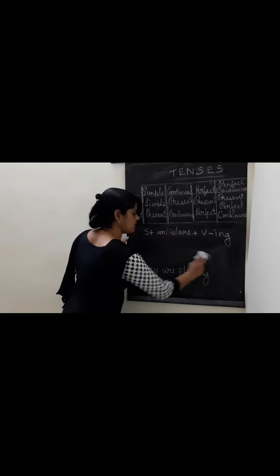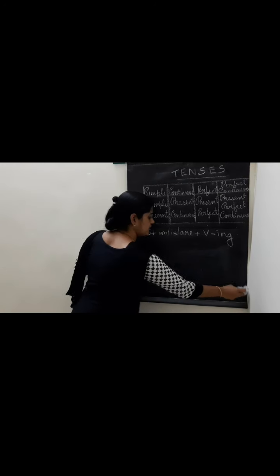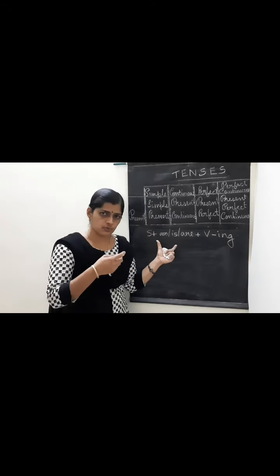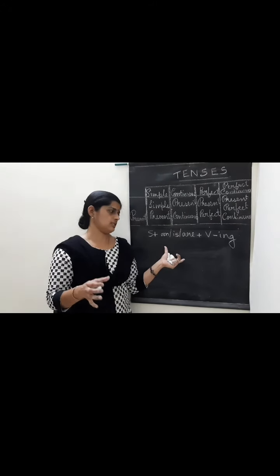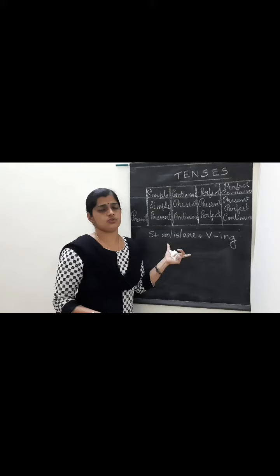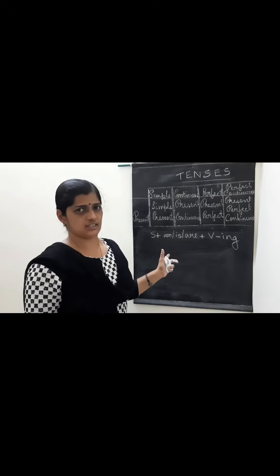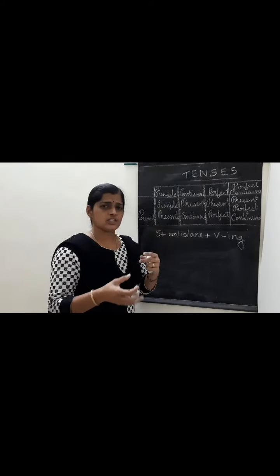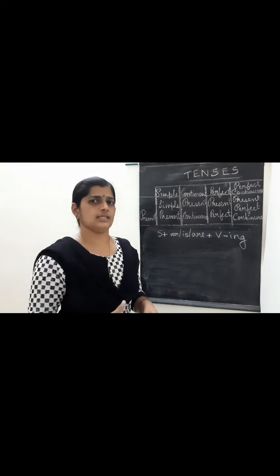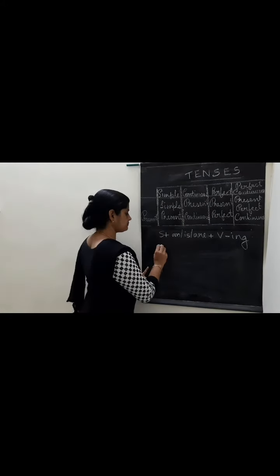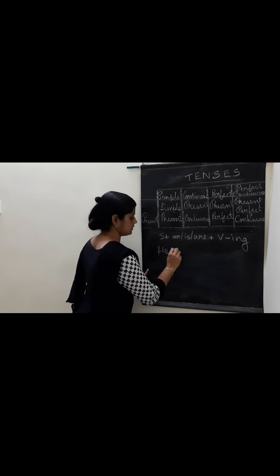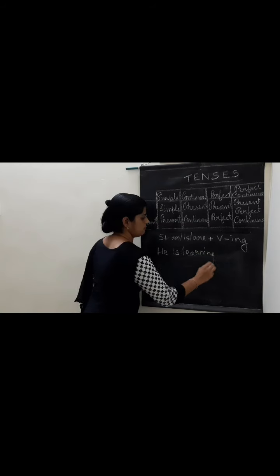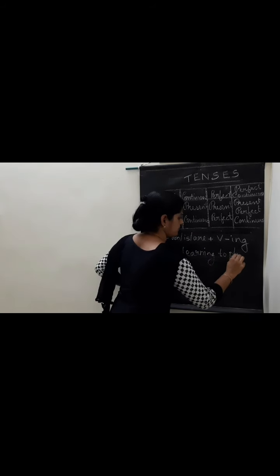Now, present continuous is used in three different cases. First one, as I have told you, to refer to an action that is going on at present. It is also used to refer to temporary activities, which may not be an action that is going on at present. For example, he is learning to play piano.